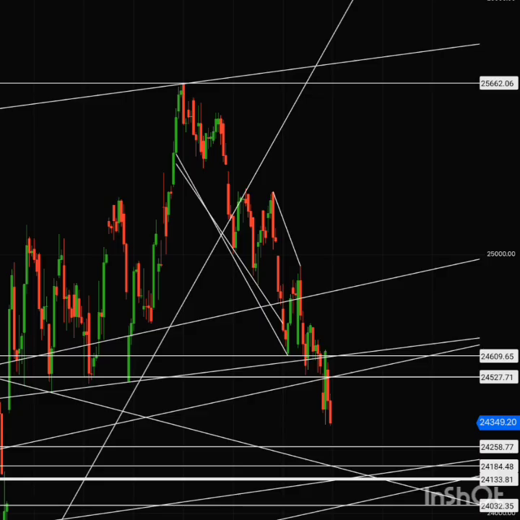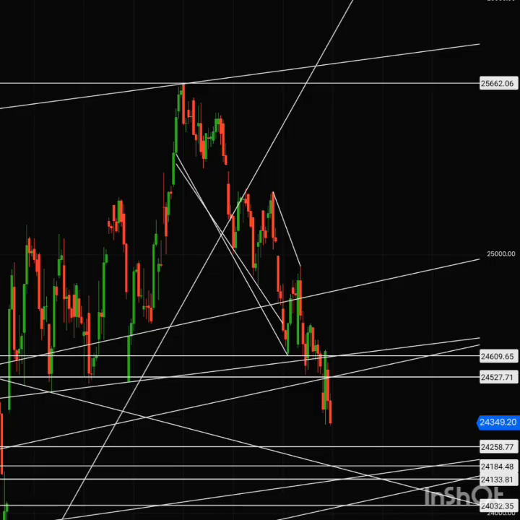That means 24,330 has already met the downside target. Now the most important targets are here, and the supports are here. That is the 24,130 to 24,140 range, then downside 24,000 to 24,030 range. So let's see in the coming days how Nifty will move.